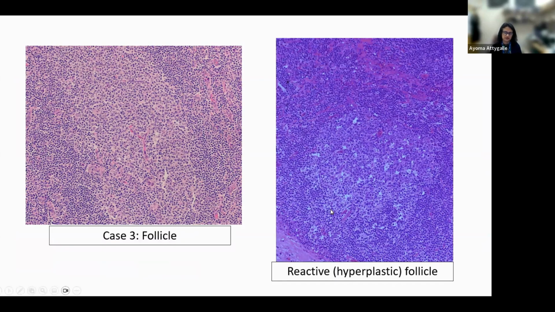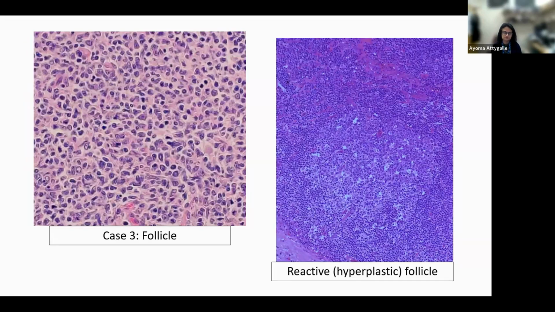Now compare this to a reactive follicle. This is a hyperplastic follicle, and you're seeing very nice zonation here: the dark zone with a predominance of centroblasts, where the tingible body macrophages live, and then the light zone on this side. Both, of course, have a well-formed mantle zone. So this is quite different from a reactive follicle. Looking at it more closely, you can see this has a predominance of centrocytes with definitely less than 15 centroblasts in a high power field.